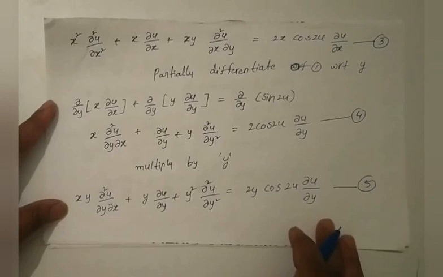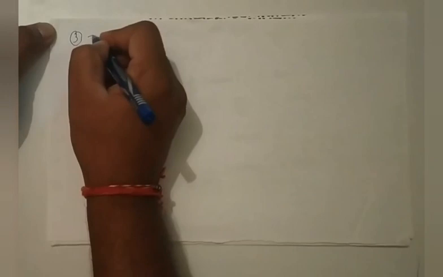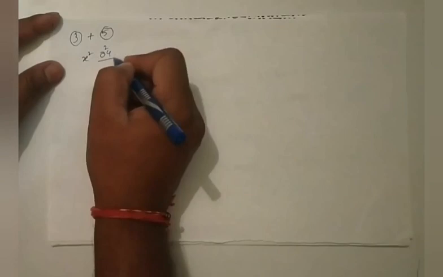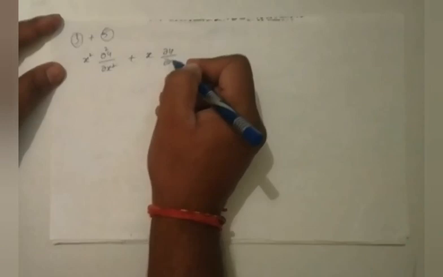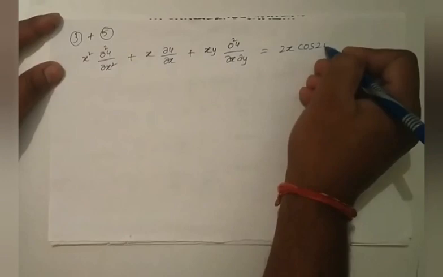Now let us add equation 3 and equation 5. Equation 3 is x² ∂²u/∂x² plus x ∂u/∂x plus xy ∂²u/∂x∂y is equal to 2x cos 2u ∂u/∂x. Okay, this is equation 3. Equation 5, tell me.